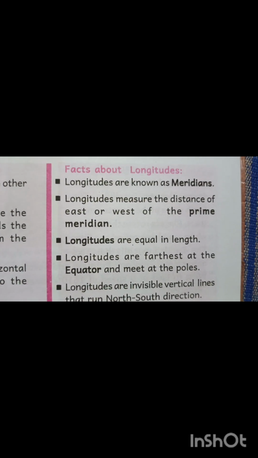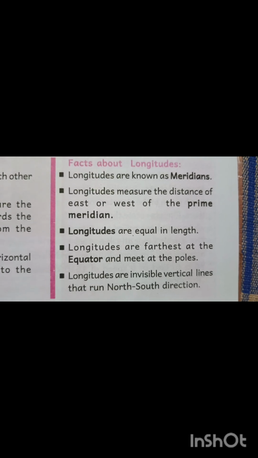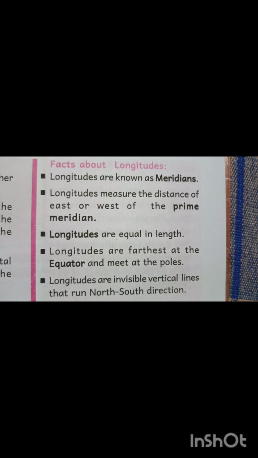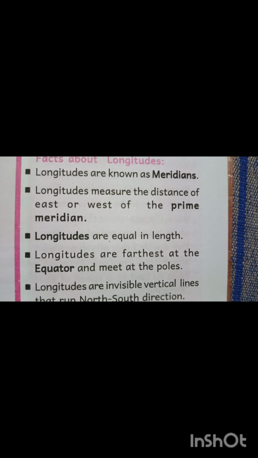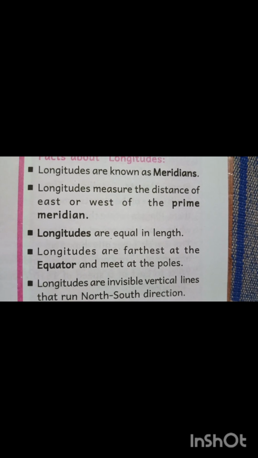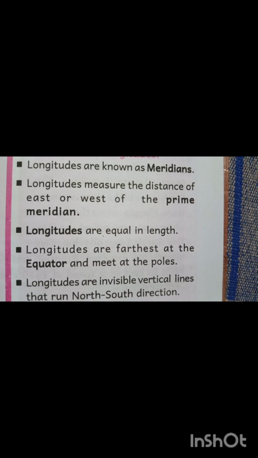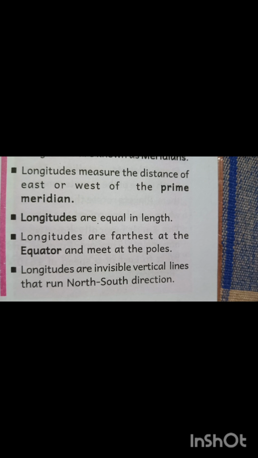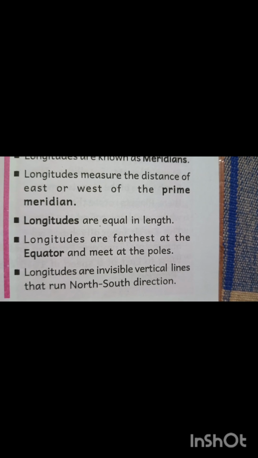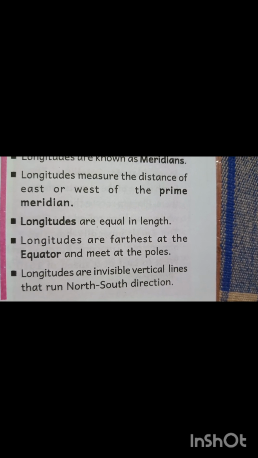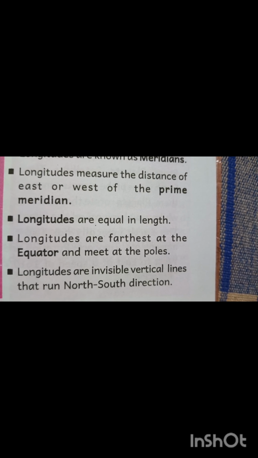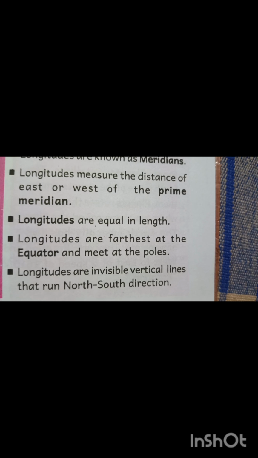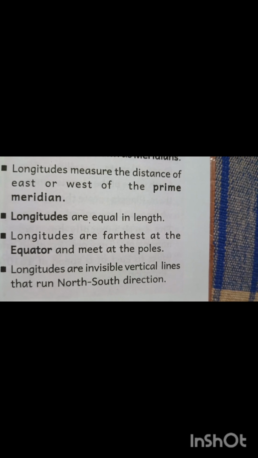And now, the facts about the longitudes. Longitudes are known as meridians. Longitudes measure the distance east or west of the prime meridian. Longitudes are equal in length. Longitudes are farthest at the equator and meet at the poles. Longitudes are invisible vertical lines that run in the north-south direction.